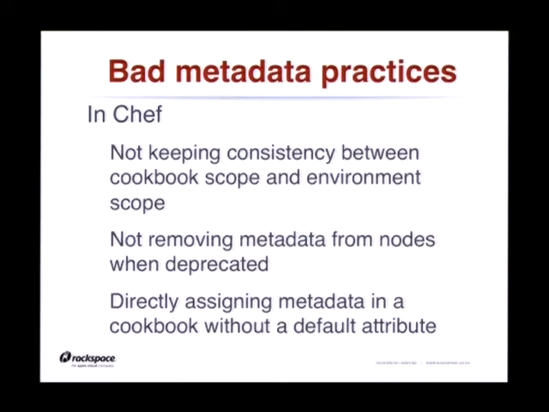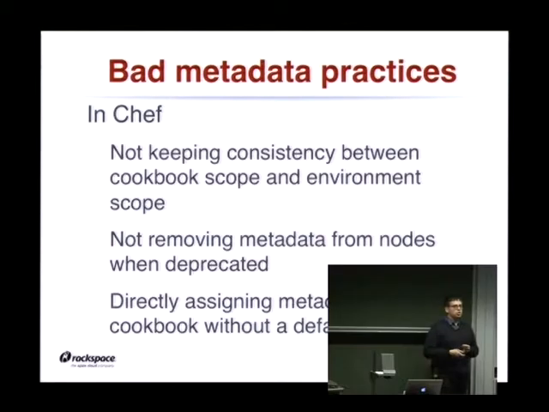Also, the other thing that we always forget is that when you remove a cookbook or a class from a server, all the metadata that it declares stays behind. All that is inside the JSON dictionary. So you need to be very careful, because you can make those dictionaries grow and grow very silly and make your executions very, very slow.